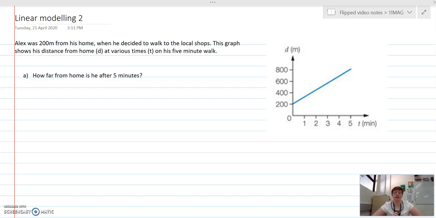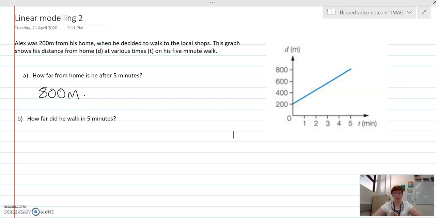Now, the first part of the question is asking us, how far away from home is he after 5 minutes? So what we do is we go over to the graph, we go to 5 minutes, we go up here, find out where it is, and go across to read the value of the y-axis. We can see the answer is he's 800 meters from home.